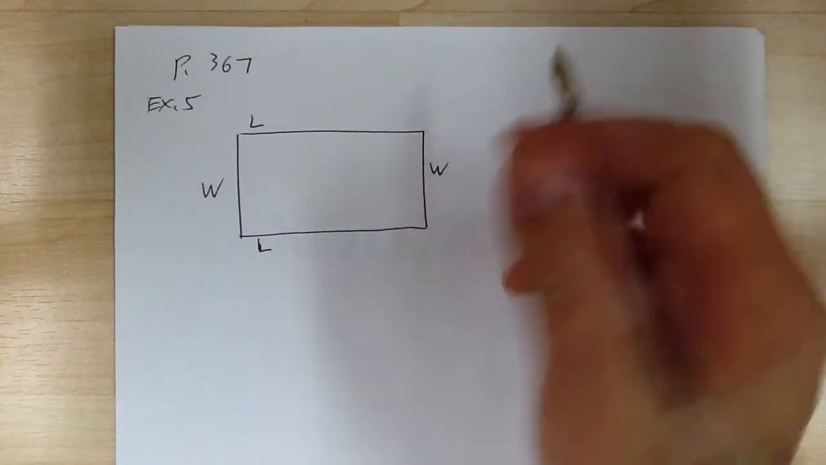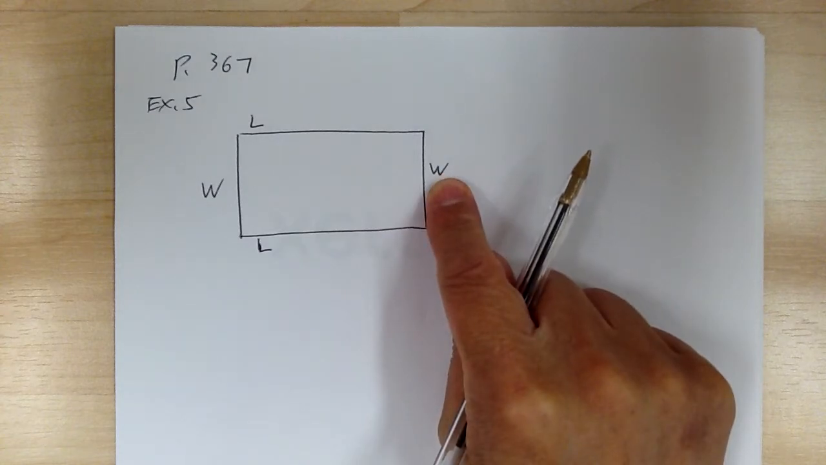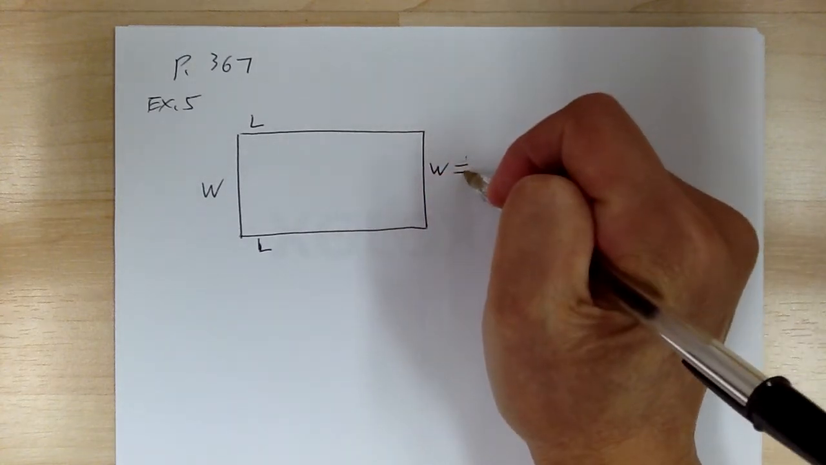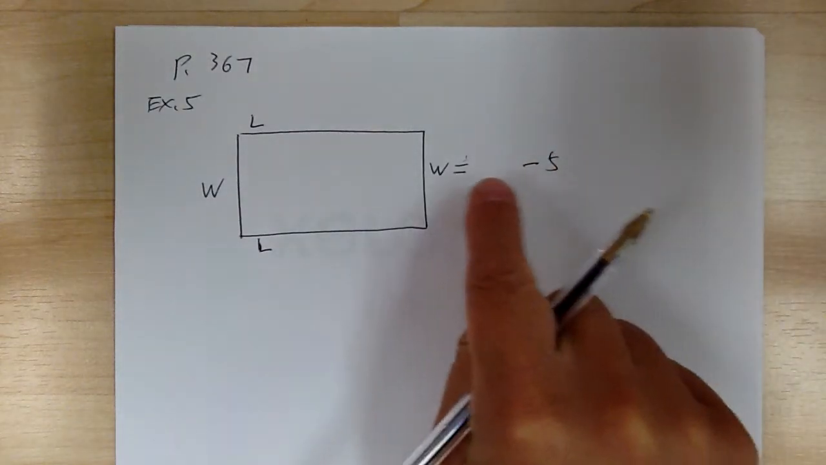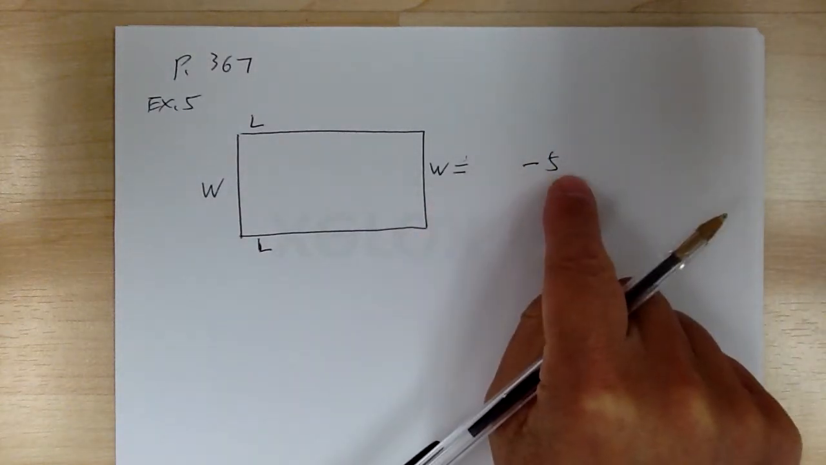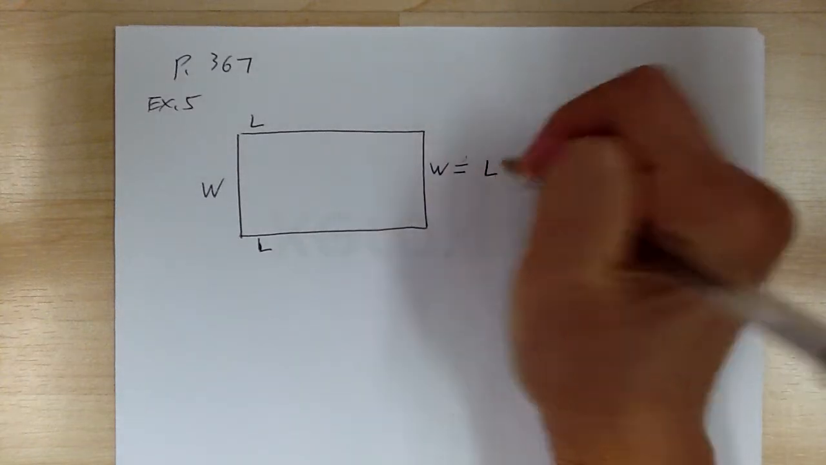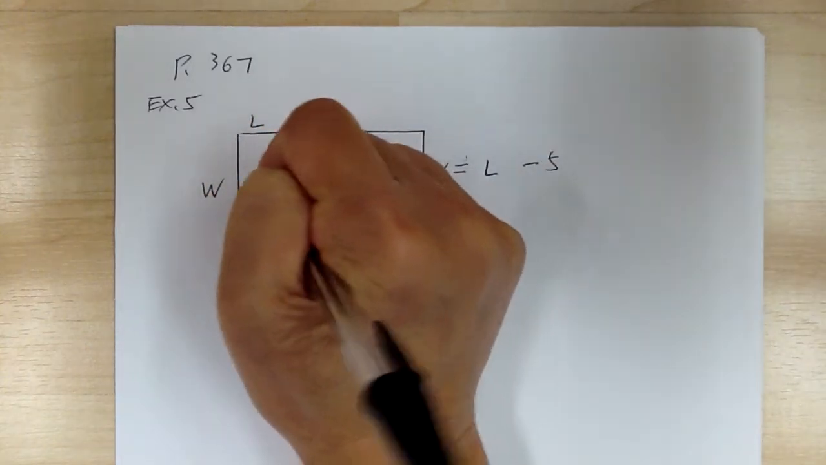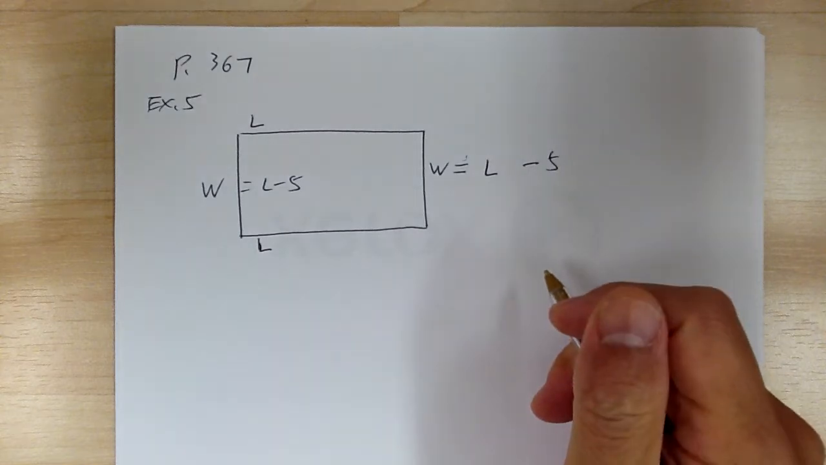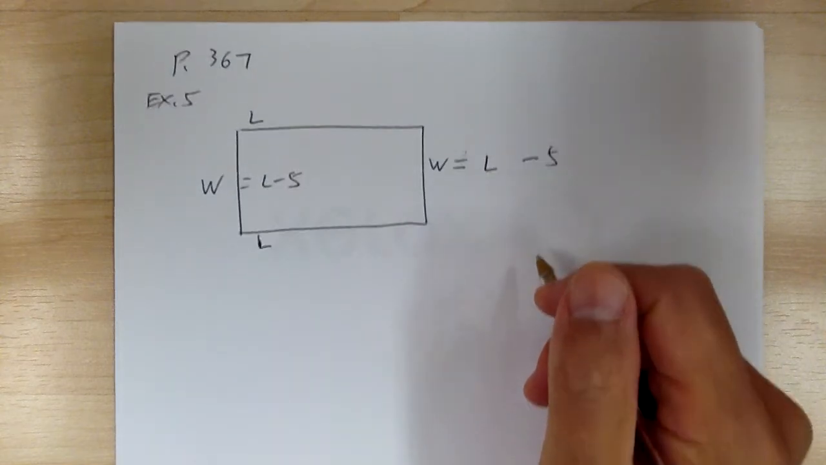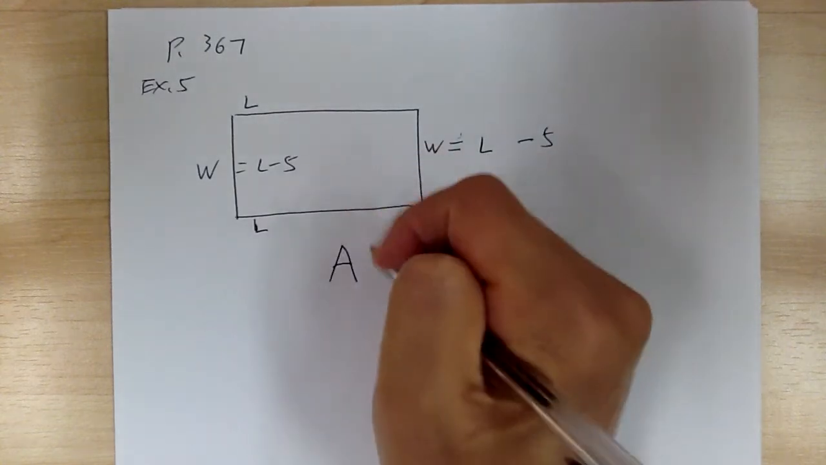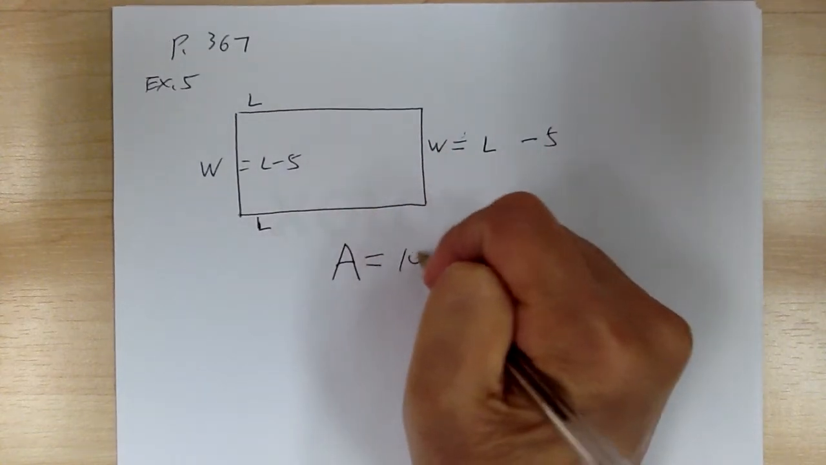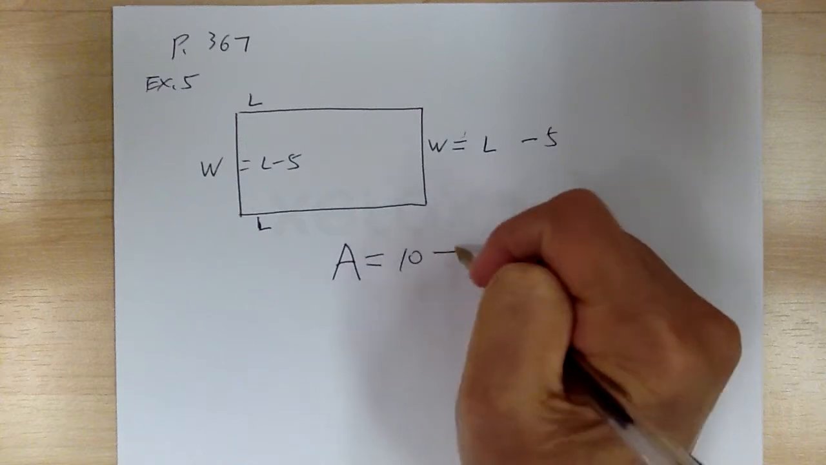It says the width, so that's W, of the rectangle is, so equal, 5 less than, right? Less than, you have to point it back. So width is 5 less than its length. Now it says its area, so that's A, is means equal, 10 means 10, more means plus.